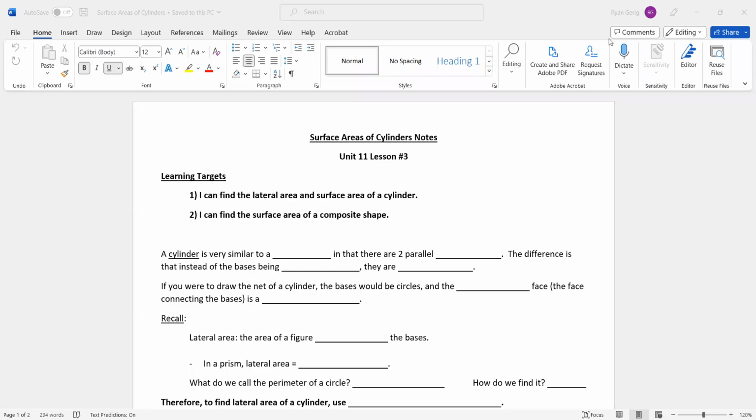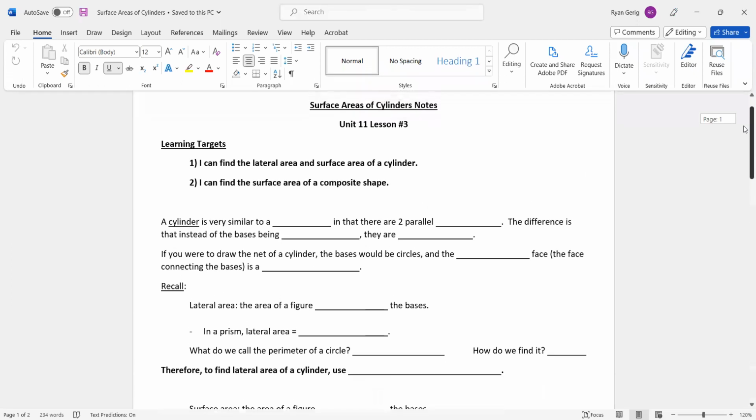Welcome to lesson 3, the surface areas of cylinders. If you took a peek at the formulas on the formula sheet for this, you might be freaked out, but really cylinders, most people do pretty well with, especially if you understood prisms at all.